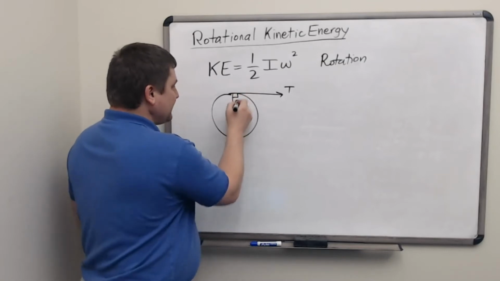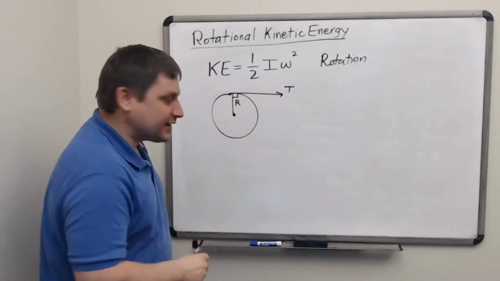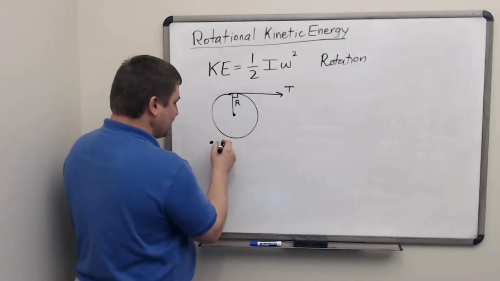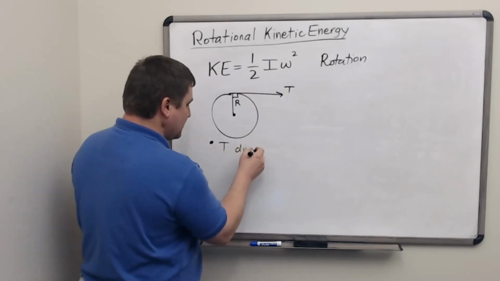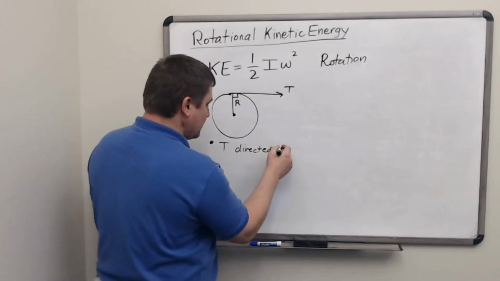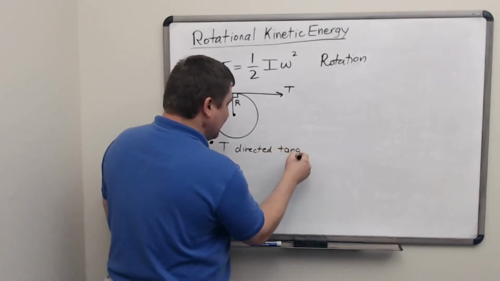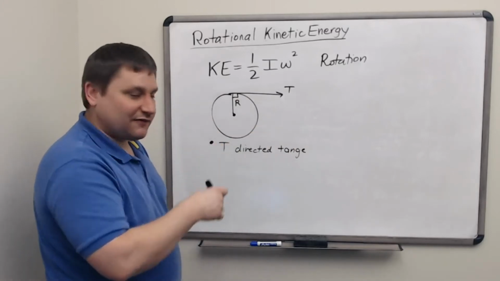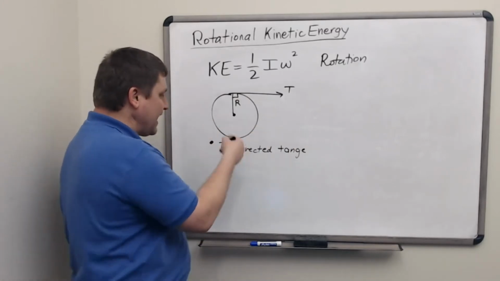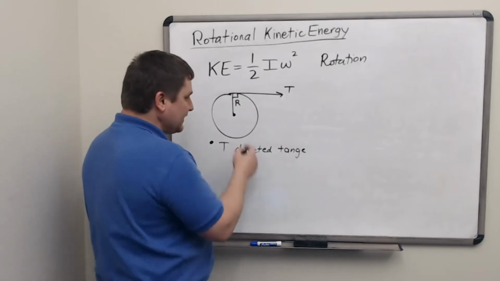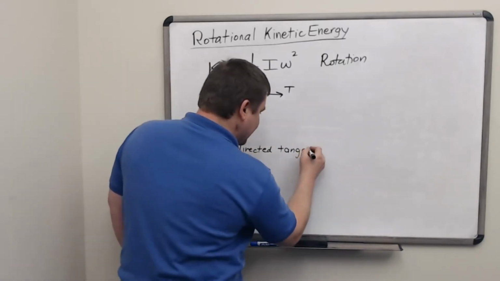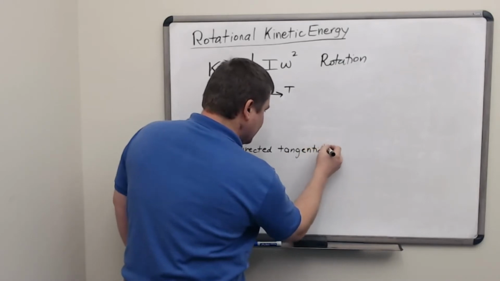There are two properties of this situation that we can write down. The first one is that the tension force, if it comes from a string which is wrapped around the circumference of the rotating object, then the tension is always in a tangential direction. So T is directed tangentially.